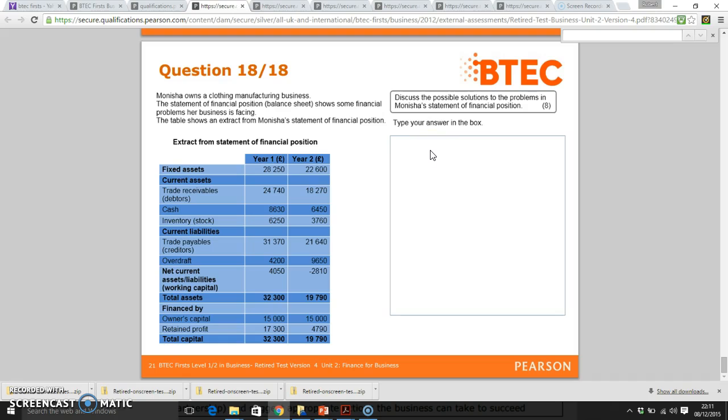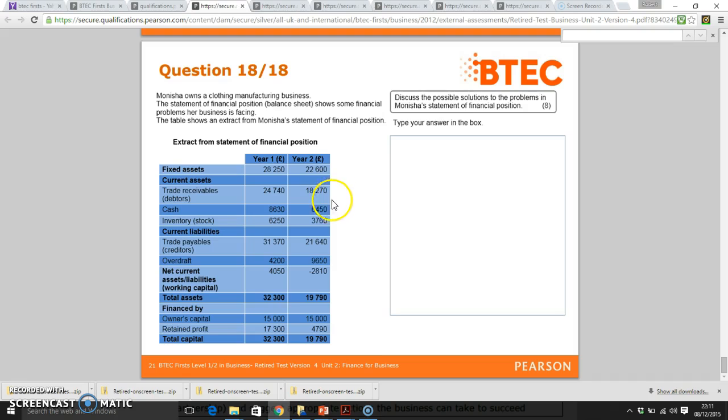So your first sentence can be to identify that this year, in year 2, they ended up minus 2,810, the working capital. Once you've said that, you've got to say, well, why does that problem exist? And what are the possible solutions for that?